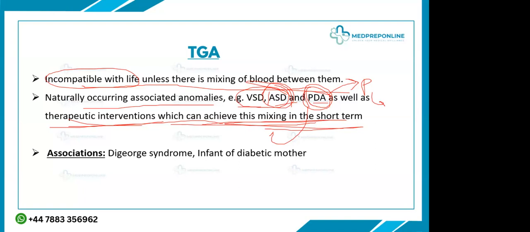And its association is with DiGeorge syndrome. One other association of DiGeorge syndrome was the TOF, and infant of diabetic mother. You need to remember that.